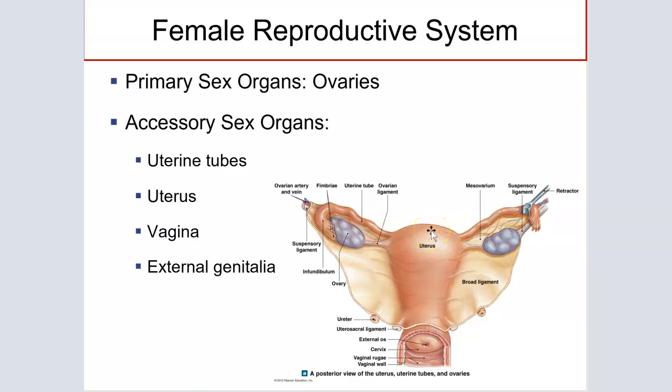So obviously there's many more ligaments and tissue that's critical for holding and keeping these organs in place. And if those tissues should fail, you could get what's called prolapse. And so you can have a uterine prolapse where it basically drops. If you don't have enough of those pelvic floor muscles and ligaments and tissue, it can actually drop.